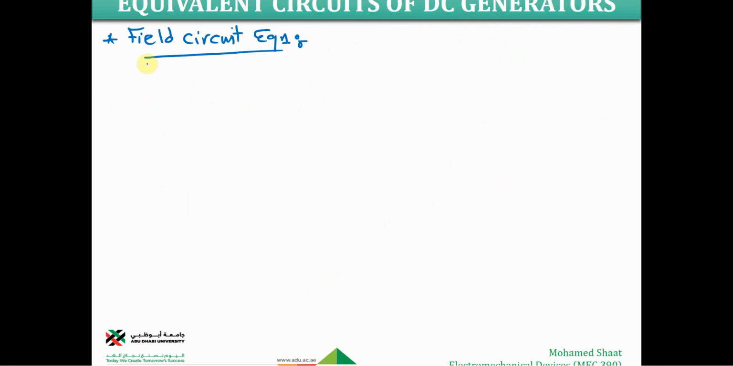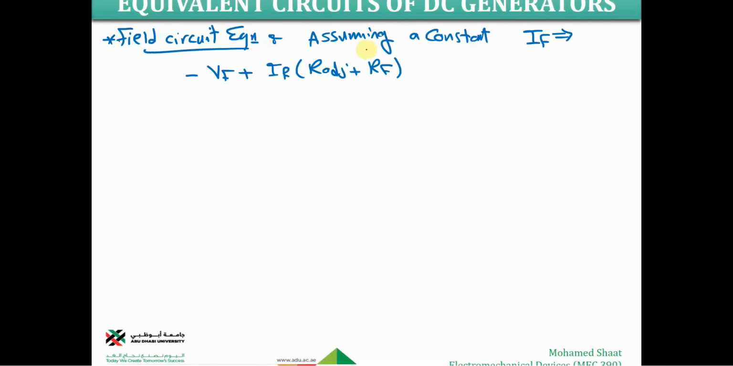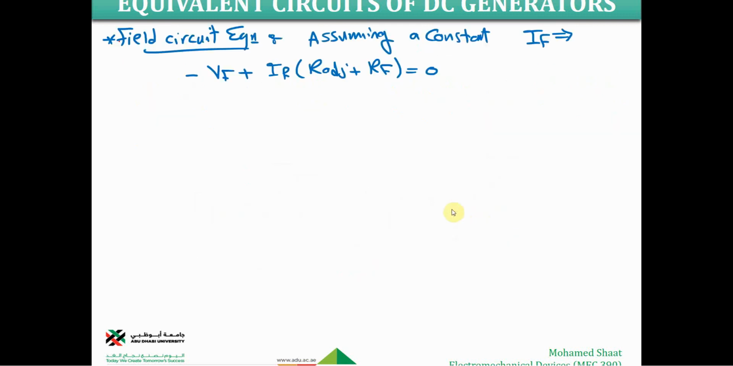So here we're going to mention the assumption of constant IF, and we end up with negative VF plus IF times RF plus R adjustable. This is going to give us equals 0 at the end, as long as the voltage over the coil is 0 for the constant IF, as we mentioned. So we have these 4 elements. There is no voltage here. We got these 2 voltages in addition to VF.